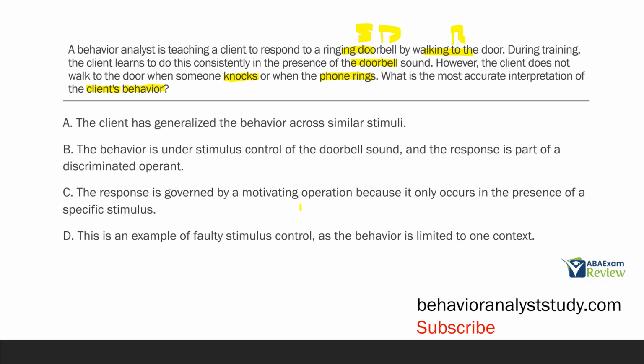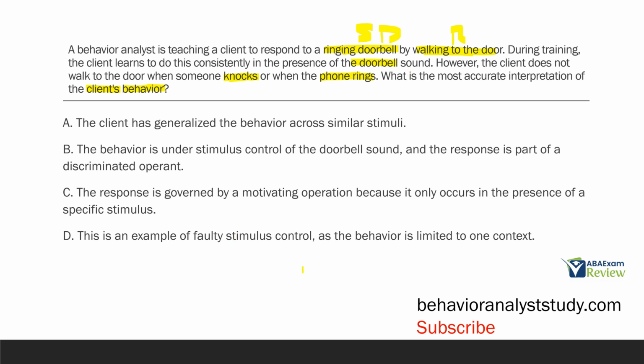C, the response is governed by a motivating operation because it only occurs in the presence of a specific stimulus. Now, what does a motivating operation do? A motivating operation alters the value of a consequence and therefore temporarily evokes or abates behavior. Was the value of a consequence altered in this scenario? No. We have an SD, which is the ringing doorbell. That's the stimulus that the response occurs under, but it's not altering a consequence, right? So the response is not governed by a motivating operation. It's only governed by the SD of the ringing doorbell. The value of a consequence is not altered by the ringing doorbell.